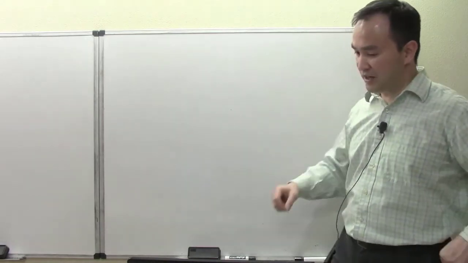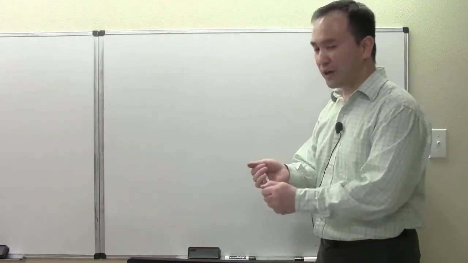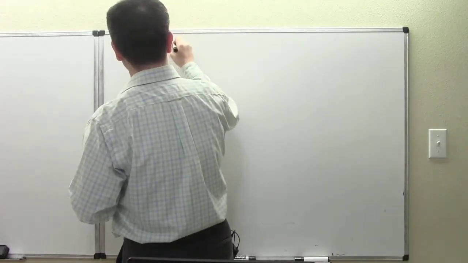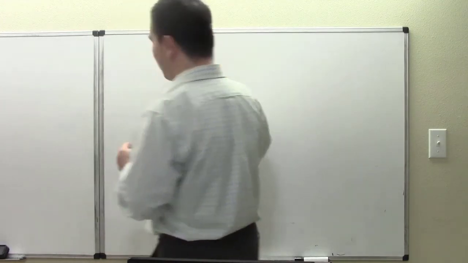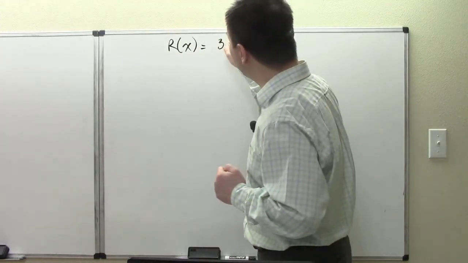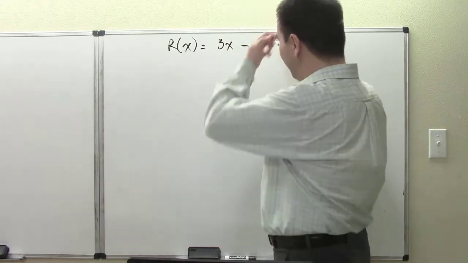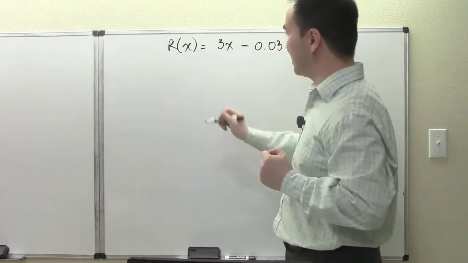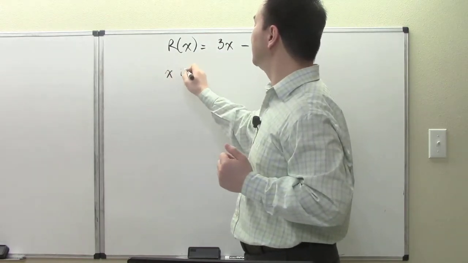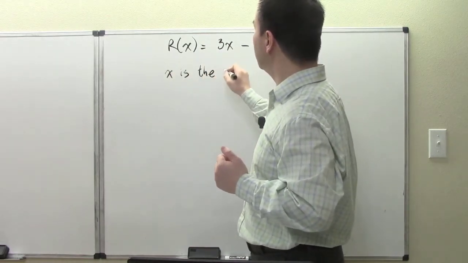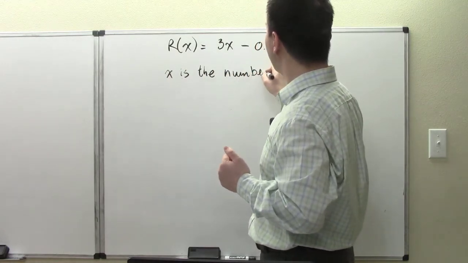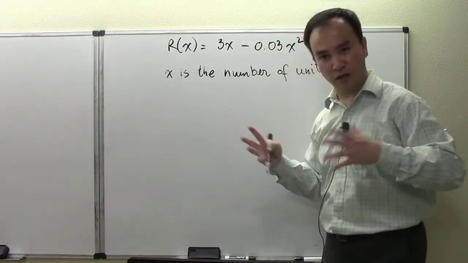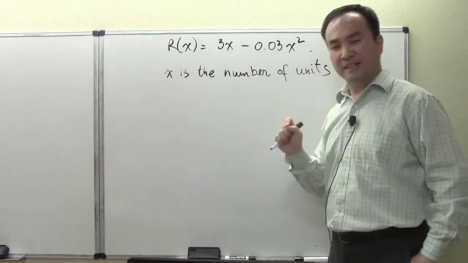Allow me to quickly sketch down the function itself again before we go any further. R here is our function. R of X is defined as 34X minus 0.03X squared. And X is the number of units. In this particular problem, the units are how many blenders are being sold.